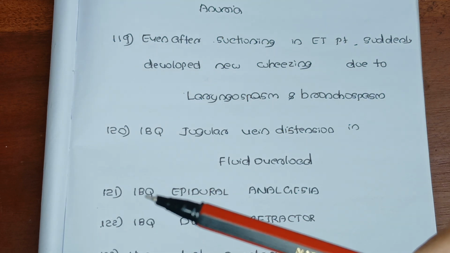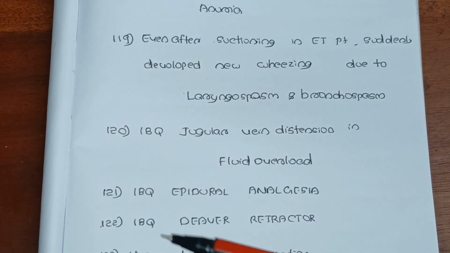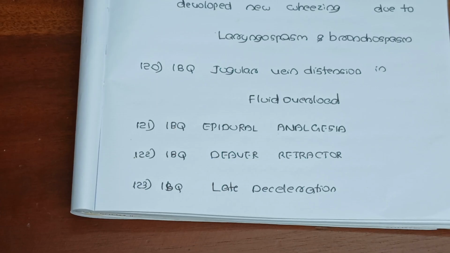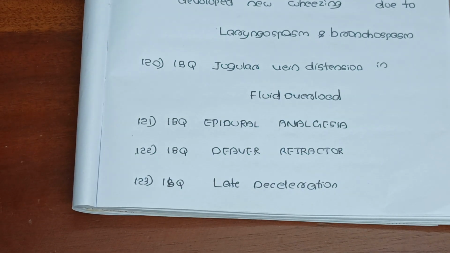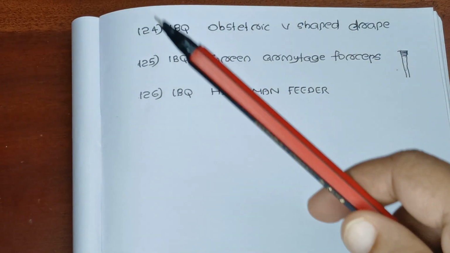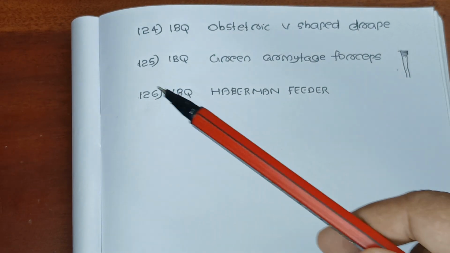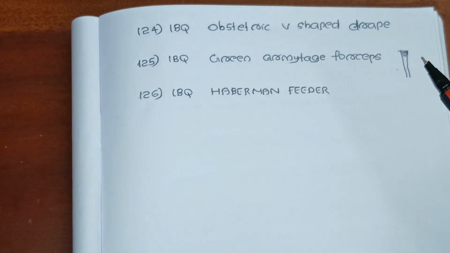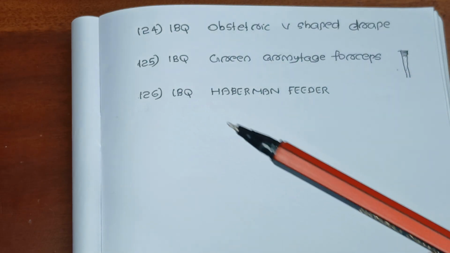121. There was also another IBQ showing epidural analgesia. Another IBQ was there regarding lever retractor. 123. There was an IBQ regarding late deceleration in pregnancy. 124. There was an IBQ showing obstetric V-shaped drape. 125. There was an IBQ regarding Green Armitage forceps like this. The tip was like this one. 126. There was another IBQ regarding Haberman feeder.